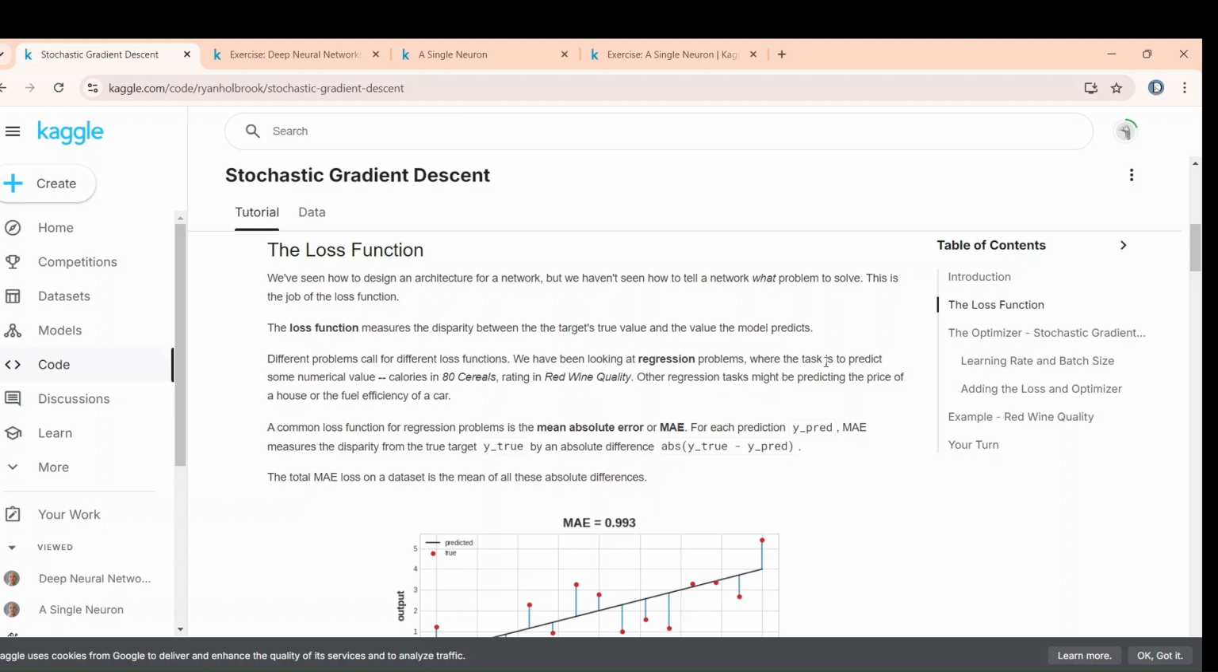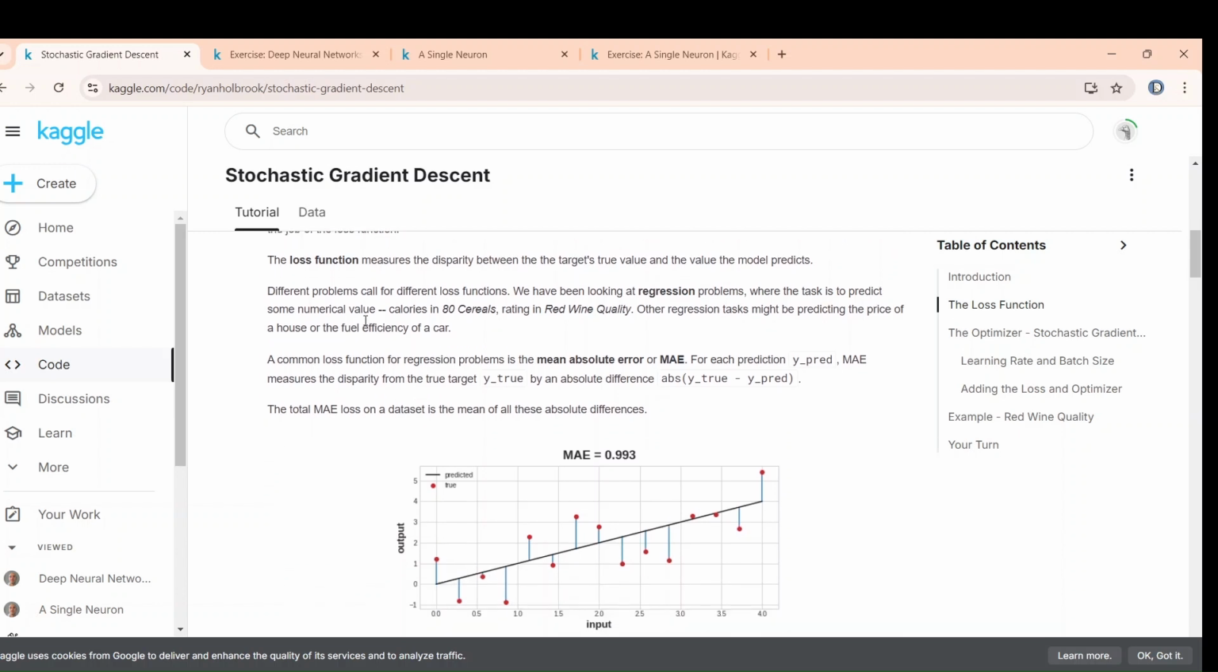Okay. So a regression task is one where the task is to predict some numerical value, like the rating of cereals or red wine quality. Other regression tasks might be predicting the price of a house or the fuel efficiency of a car, where you are just calculating a numerical value. That means you are working with a regression problem. So depending on whether it is a regression problem or a classification problem, or depending on which kind of model you are using, your loss function will change.